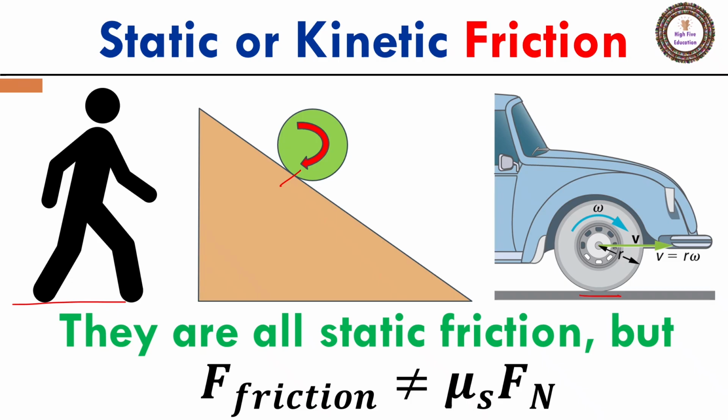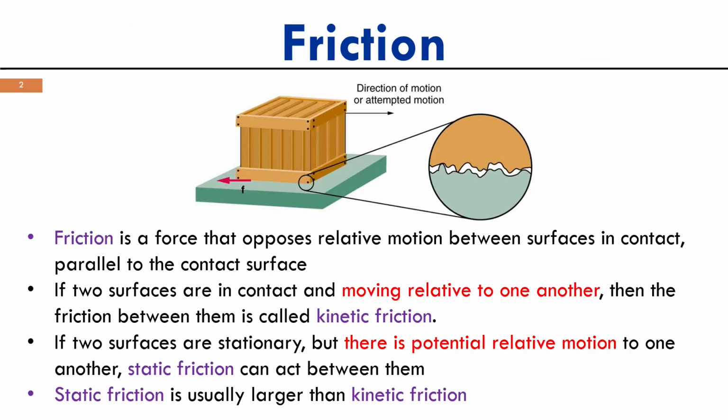The answer is, although in all three scenarios everything is moving, it's all static friction. And the friction force does not equal mu s times the normal force. In order to understand all this, we've got to understand the key concept about friction, and we're gonna do it today. Alright, let's first check the definition of friction, then we're gonna do some practice problems.